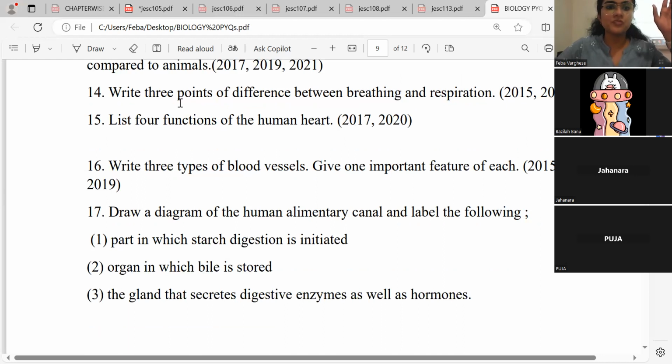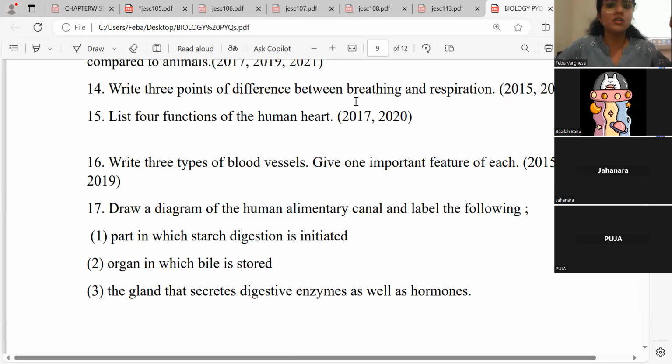Now, write three points of difference between breathing and respiration. We said about it. Breathing is simply the exchange of gases happening. It's only the lungs which are involved in the breathing process. But in respiration, all the body cells are involved. It happens in the mitochondria. Okay, and you have to say that energy is obtained after respiration. There is no energy obtained after breathing. Okay, all those other differences.